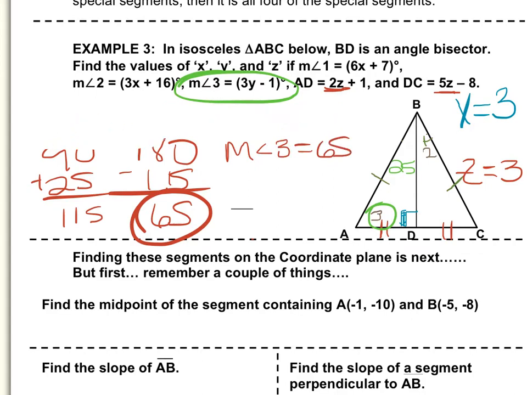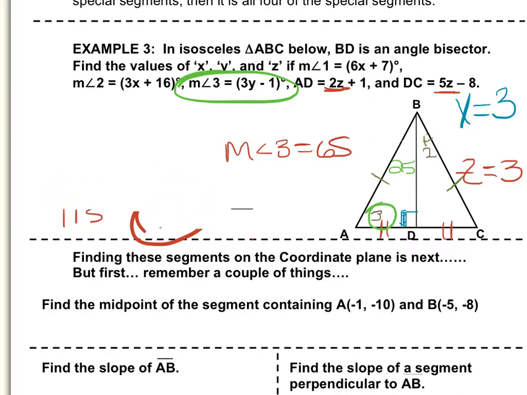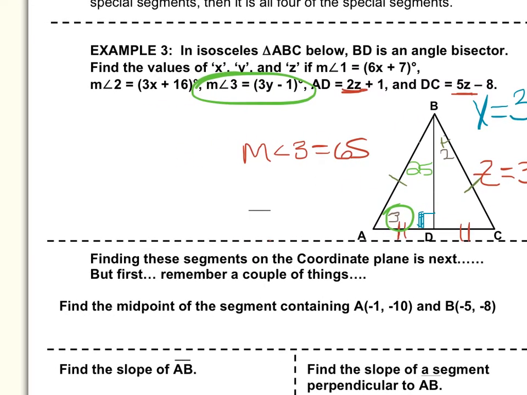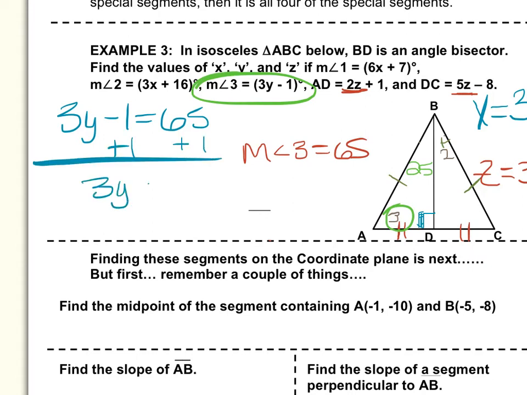So if I now have the measure of angle 3, I have enough information to solve for y, because I can set 3y minus 1 equal to that 65 degrees for angle 3. So now I'm going to add 1. 3y equals 66, so y equals 22. So now I have each of the variables solved for.